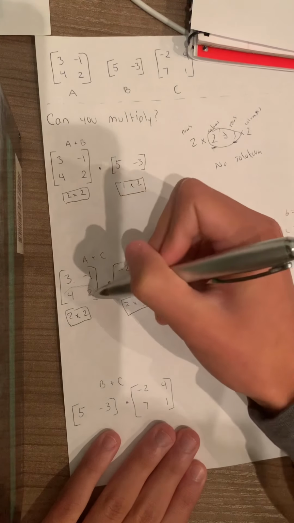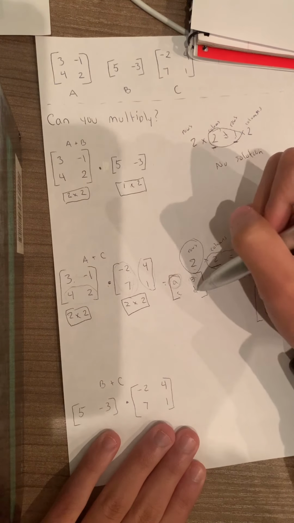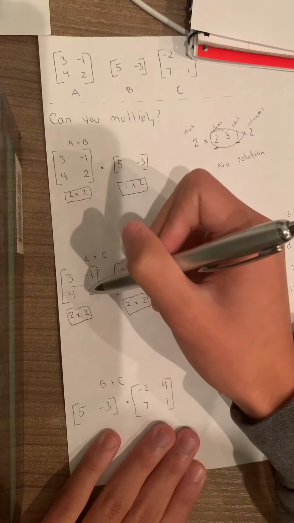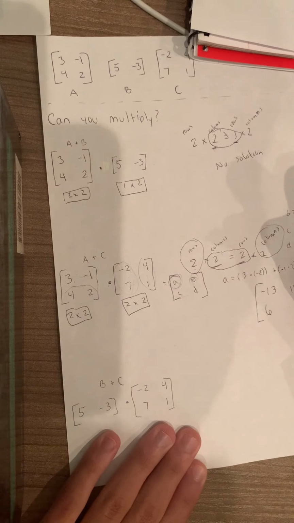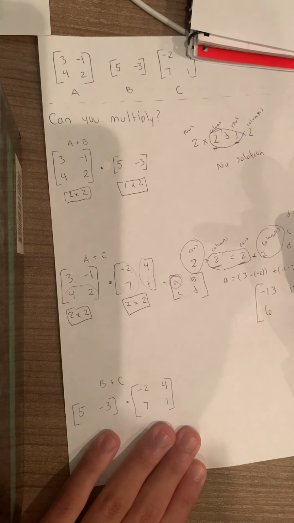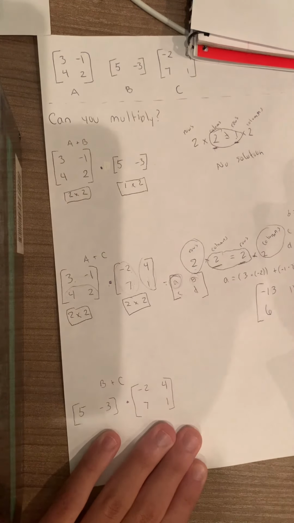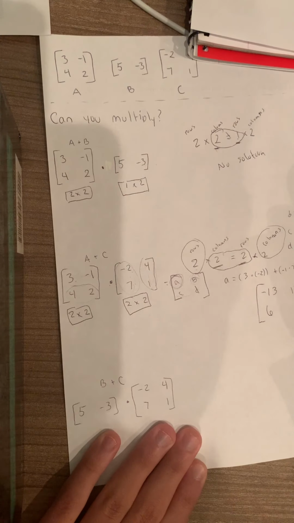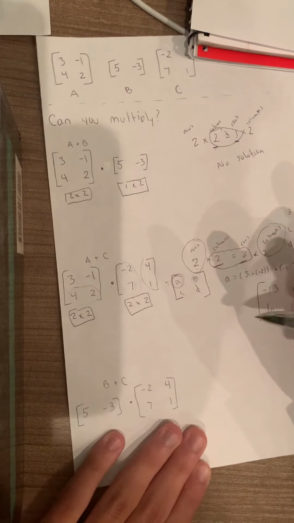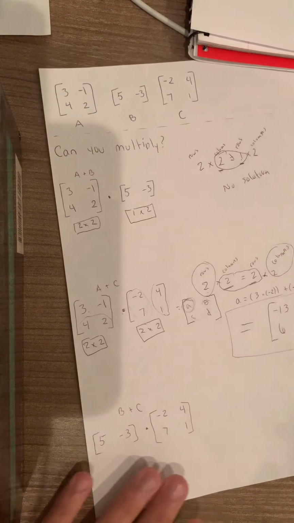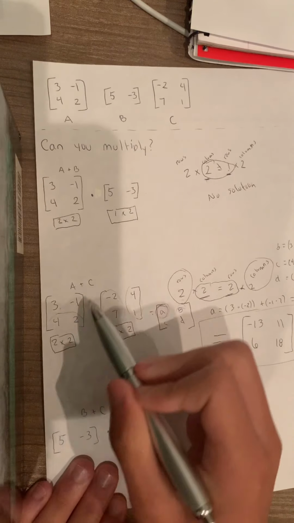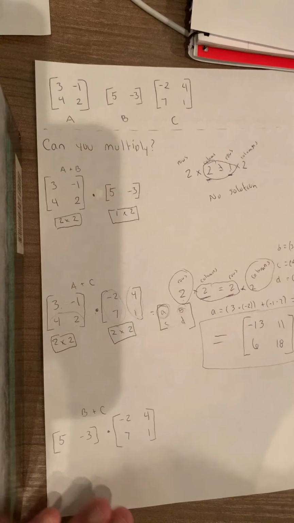D is in the second row and the second column. So you're using the second row, second column. 4 times 4 is 16 plus 2 times 1, and you get 18. So this is your solution to A times C.